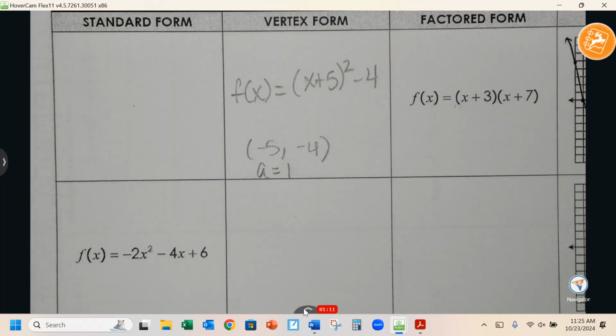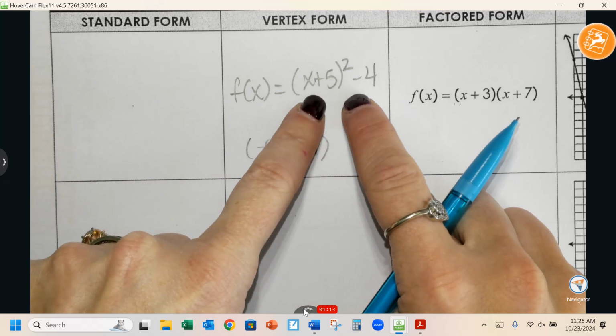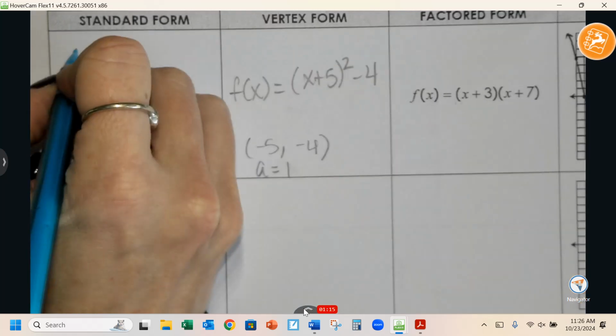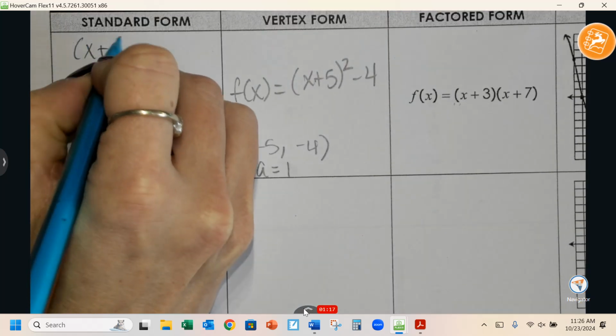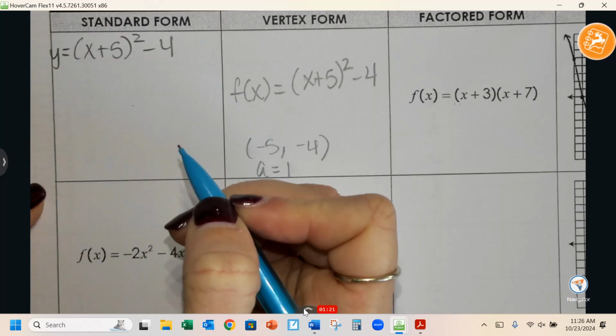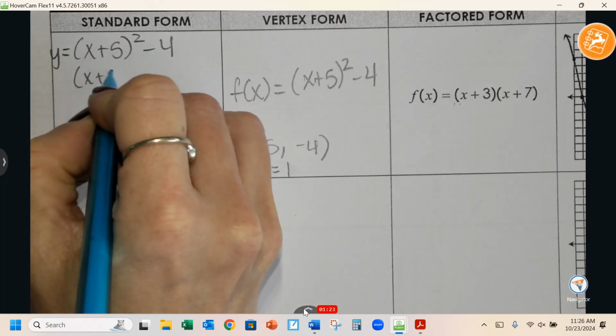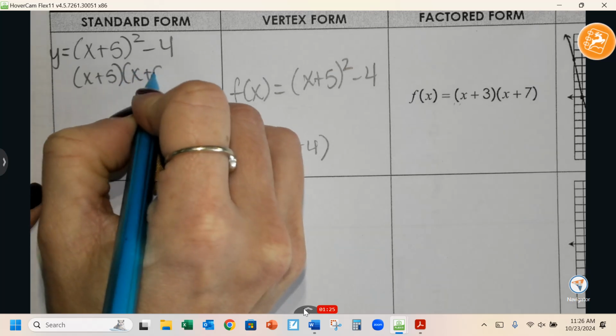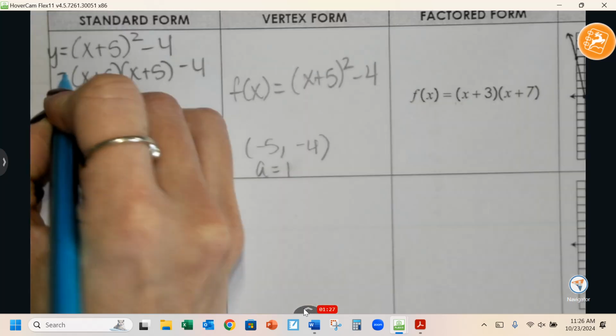Standard form. I'm just going to transfer this into standard form. So I'm going to take this, x plus 5 squared minus 4. I'm going to rewrite it as x plus 5 times x plus 5 minus 4.